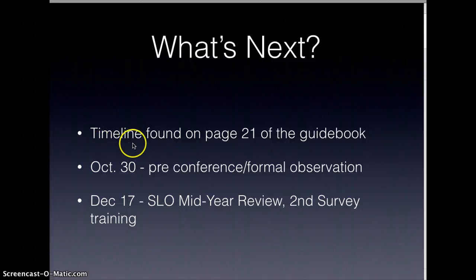So what's next? The timeline can be found on page 21 of the guidebook. So you can see, for those of you who are in your summative or summary year, by October 30th, we need to have a pre-conference with you and do your first formal observation. And on December 17th, we are going to be having another refresher training on the SLO mid-year review and the second surveys. And we'll do that in the same format that has the screencast available to you.